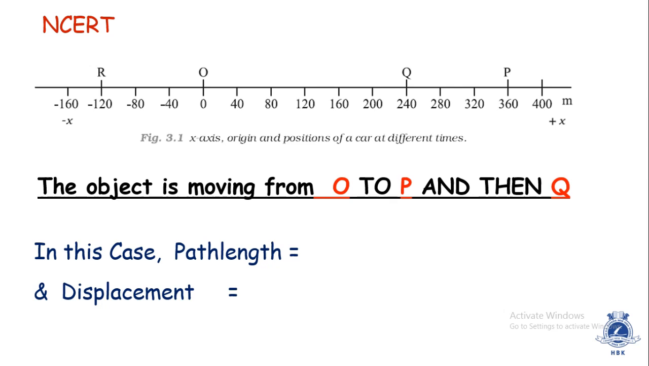So this is the example which is given in our textbook. It's also a good example. Let's see this example. Yes, the particle is starting from point O. See, this is point O. Particle is starting from point O.